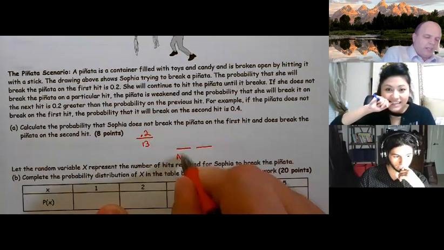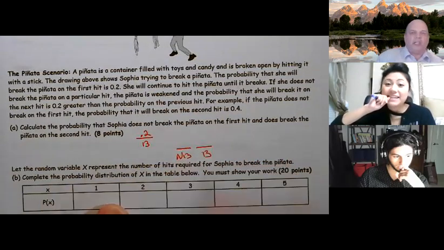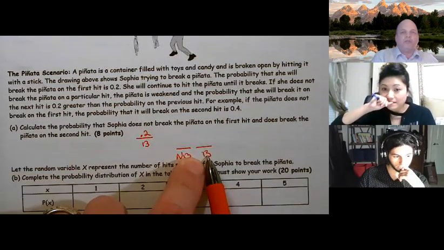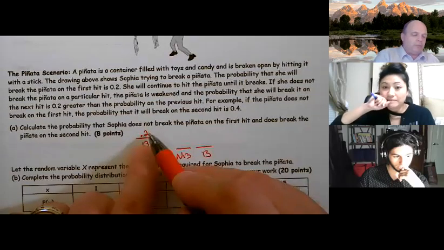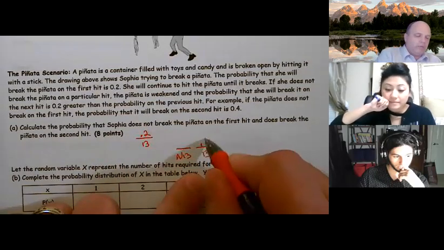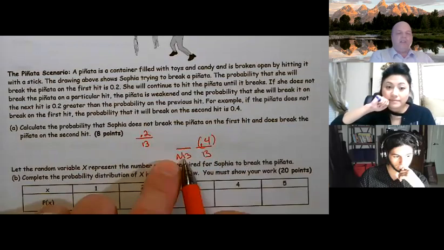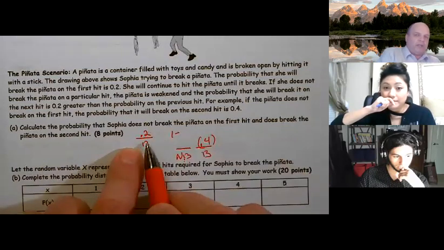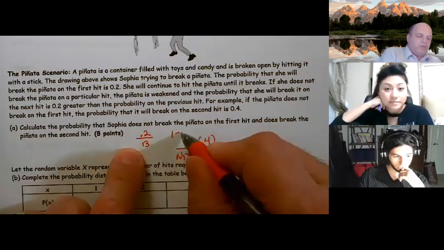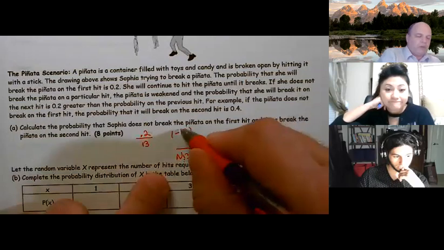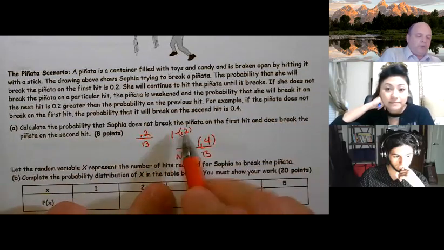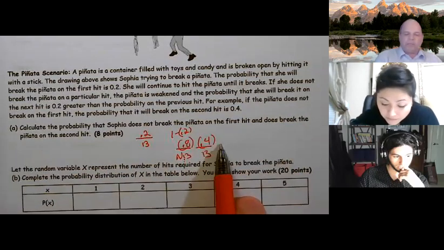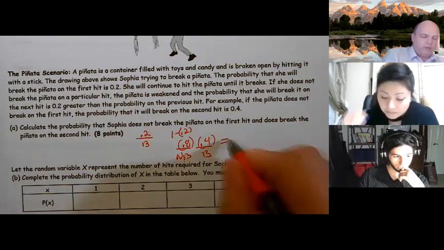So this is not breaking, and now this is breaking. So they told me this, the probability increases by 0.2. So 0.2 plus 0.2 is 0.4. But I need this not to break. For this not to break, it's going to be 1 minus the probability that it broke the first time, which is 0.2. So that makes this 1 minus 0.2 is 0.8. And I find out the probability that it breaks on the second one is 0.32.